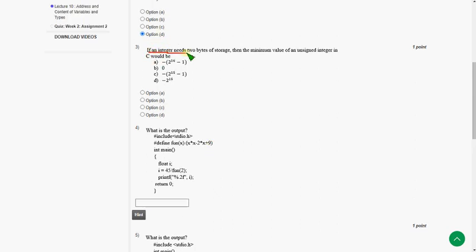And third question. If an integer needs 2 bytes of storage, then the minimum value of an unsigned integer in C would be. So the answer for this could be option B, 0.